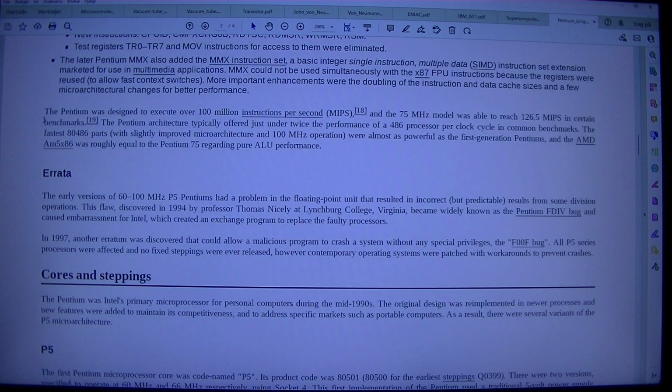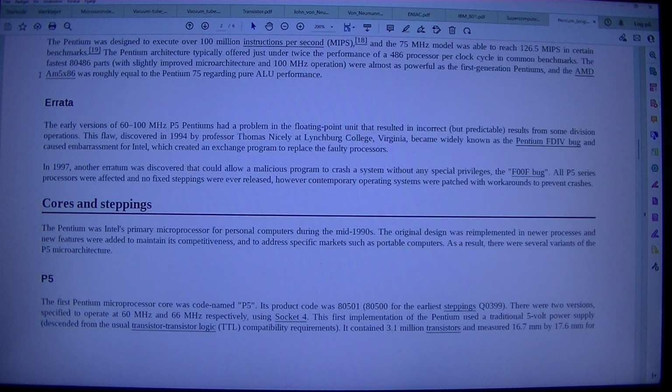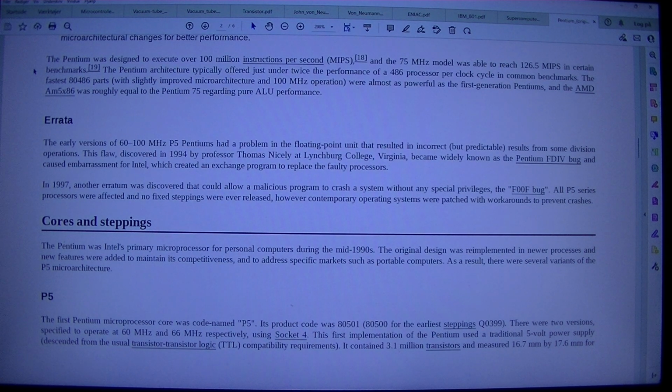The later Pentium MMX also added the MMX instruction set, a basic integer single instruction, multiple data, SIMD, instruction set extension marketed for use in multimedia applications. MMX could not be used simultaneously with the x87 FPU instructions because the registers were reused to allow fast context switches. More important enhancements were the doubling of the instruction and data cache sizes and a few microarchitectural changes for better performance. The Pentium was designed to execute over 100 million instructions per second, MIPS, and the 75 MHz model was able to reach 126.5 MIPS in certain benchmarks.